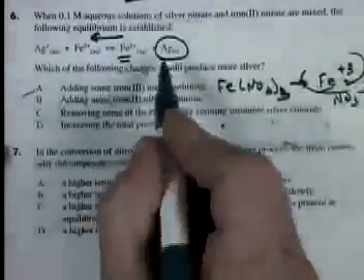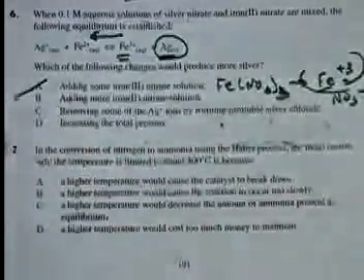That's not what we want to do. We want to drive the equilibrium to the right and produce more silver. So A is not the best choice.